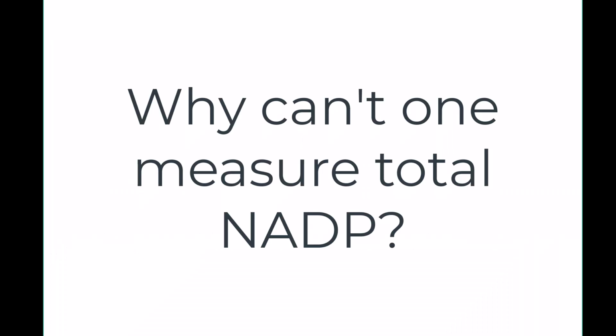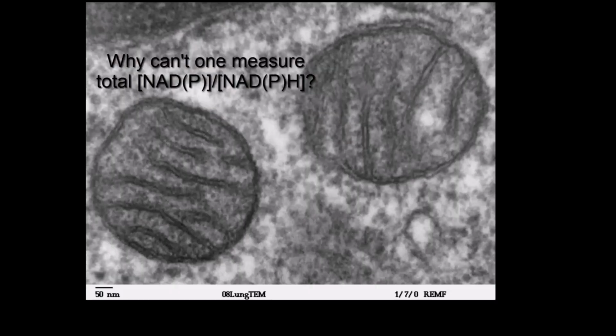Why can't one measure total NADP? NADP is in the cytoplasm and in the mitochondria and also bound. It's a total measurement of something that has no thermodynamic meaning. You want the NADP in the compartment of interest, whatever you're interested in, the cytoplasm or mitochondria. If you measure the total NADP, it doesn't tell you anything because it's made up of at least 3 different components: cytosolic, mitochondrial, bound. So it's just a composite number that has no meaning.